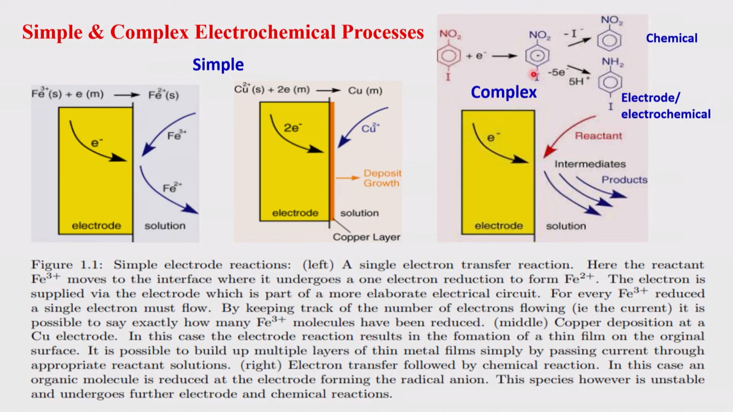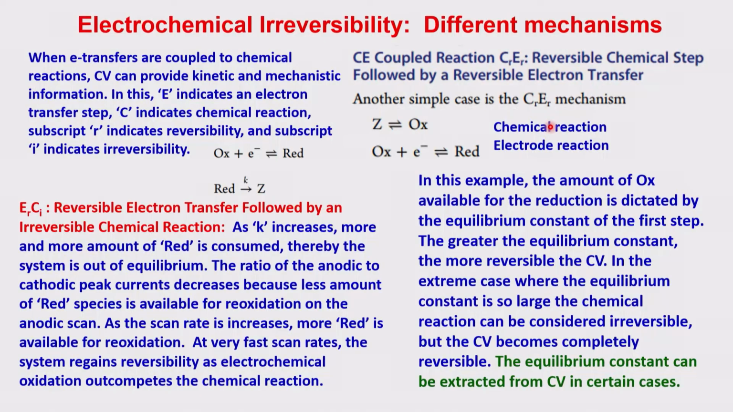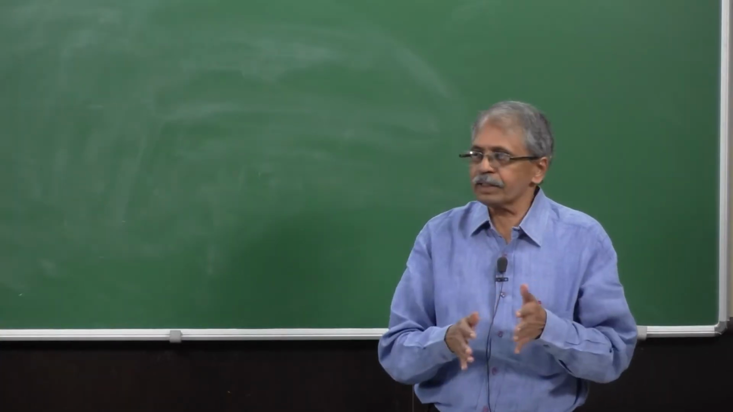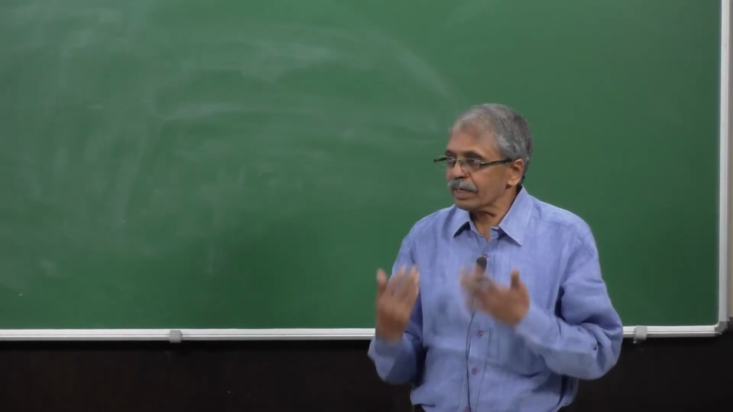These kinds of reactions are called complex reactions, because the species formed by the first electron transfer is not available at the surface, since it undergoes some chemical reaction. Even whatever little is available may quickly undergo additional electron transfer reactions. These are referred to as complex electrochemical reactions. So now we have looked at electrochemical reversibility, and then electrochemical irreversibility.